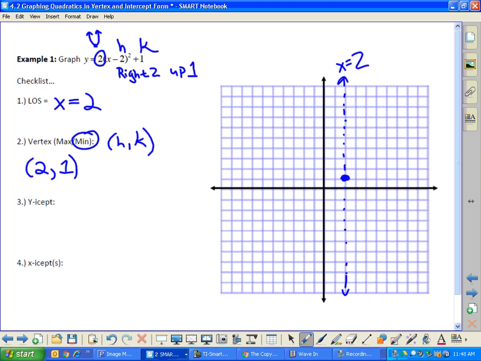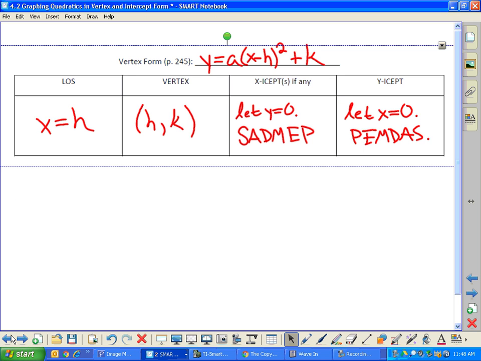What's up? No, h is 2. Here's why. That's a good question. This is legit. I had to talk about it a couple times today. Remember, h is always what's next to your minus sign. So if it were a plus, yeah.